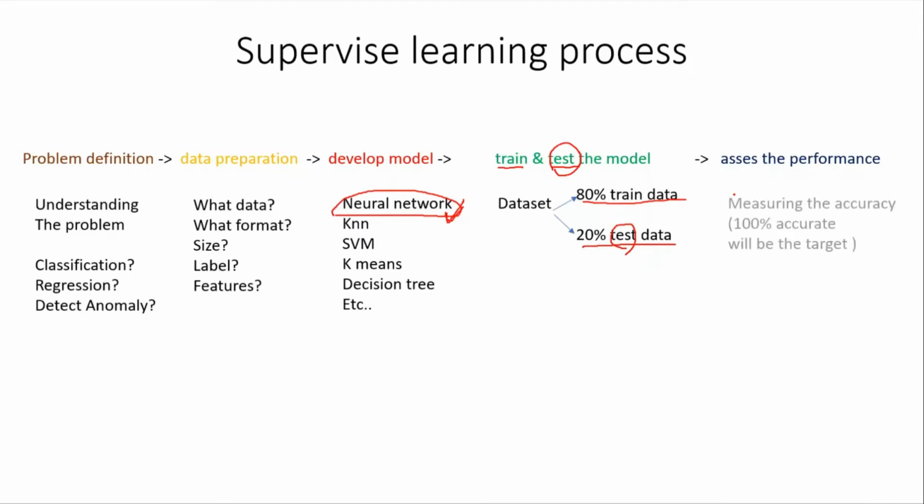And lastly is measuring the accuracy. The target is 100% accurate. Accurate means if you make 10 predictions, all 10 are the right answer. So that is 100% correct. If you got 10 predictions, only 5 right and 5 wrong, that means you are 50% accurate. After you assess the performance, let's say you got 100% accurate, then you're going to save the model.